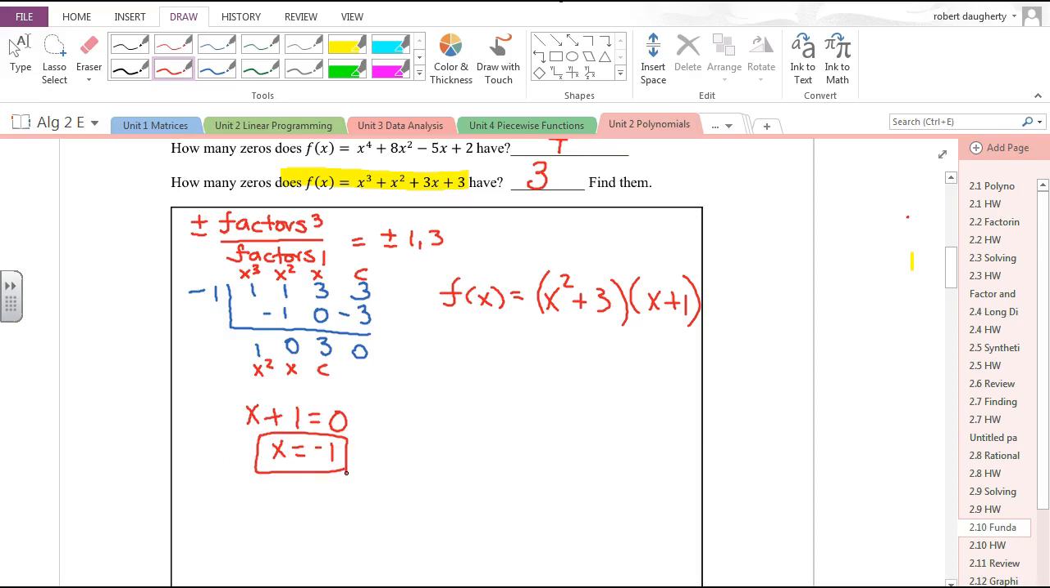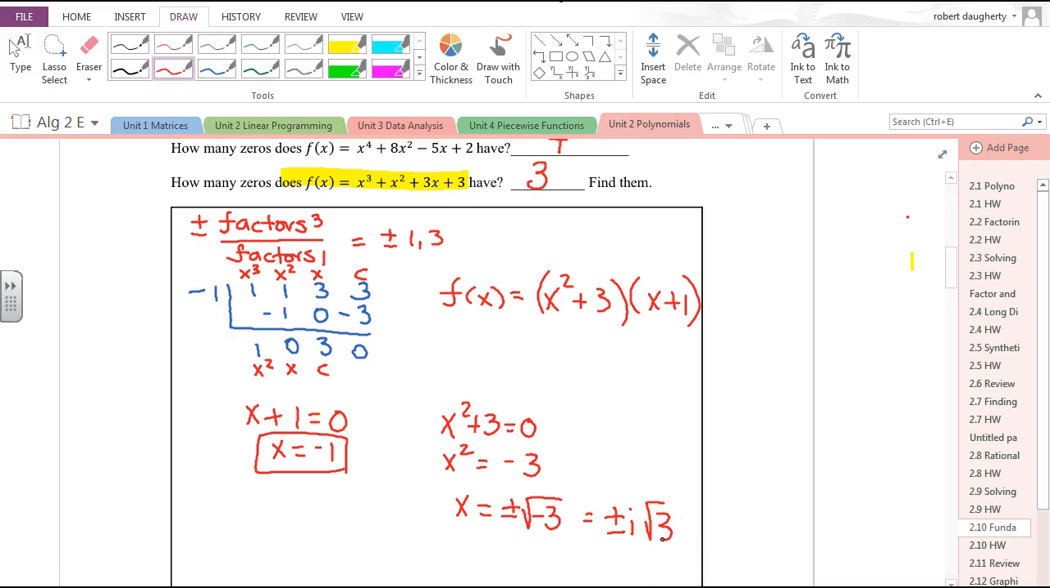Now let's set this equal to 0. If x squared plus 3 equals 0, x squared must equal what? Negative 3. That means that x must equal what? Plus or minus the square root of negative 3. And what is that? Yeah, plus or minus i times the square root of 3.